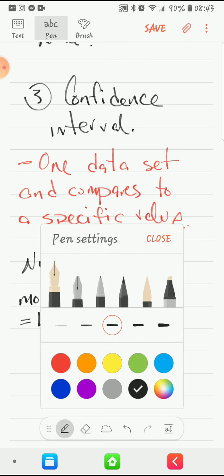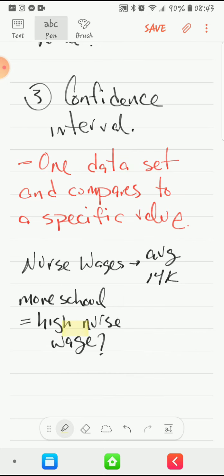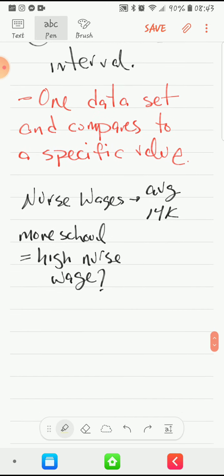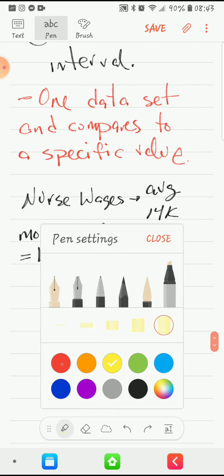So basically I only have one data set, right? My nurse wage is a data set. So I'm going to compare the data set as school affects it. So we're talking the nurse wages as school affects it. That's still one data set. We're going to compare it to 14K. That's what the confidence interval does. And so there's a way to do that. Remember, the way to set that up, messing up my highlighters: yellow for the highlighter, and I'm using red for the pen.